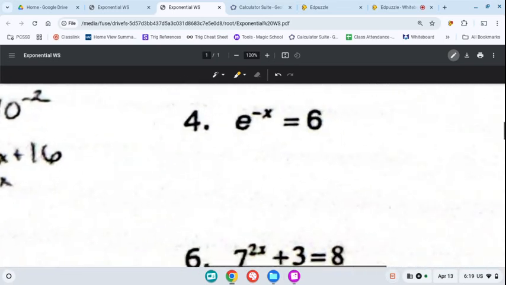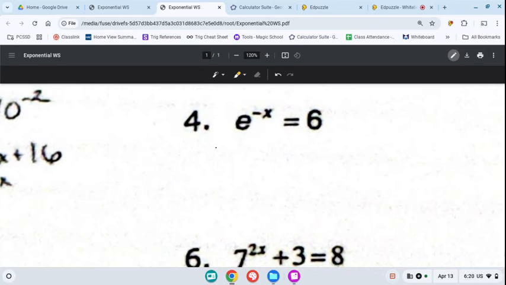Number 4, e to the negative x equals 6. All right, anytime there is a variable in our exponent, we are automatically signaled that we must do a logarithmic function of some kind. So on number 4, we see e, and e means basically the inverse of a natural log. Okay, if I see e, I know natural log automatically.